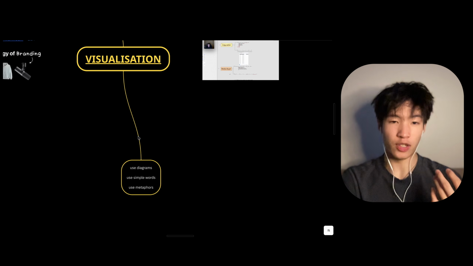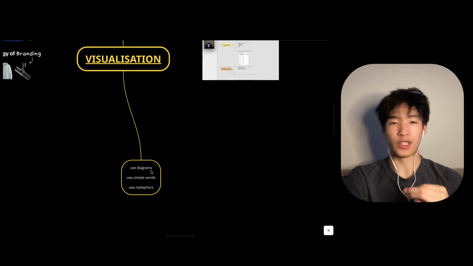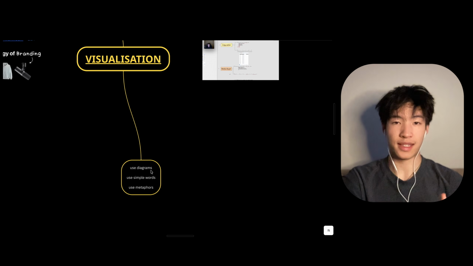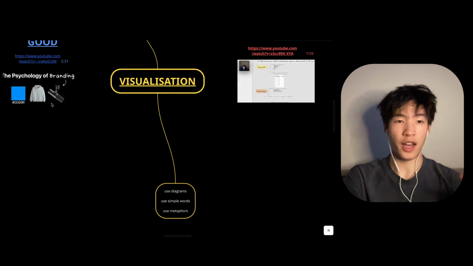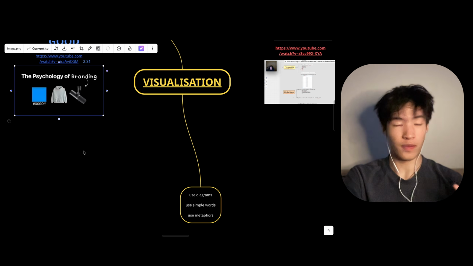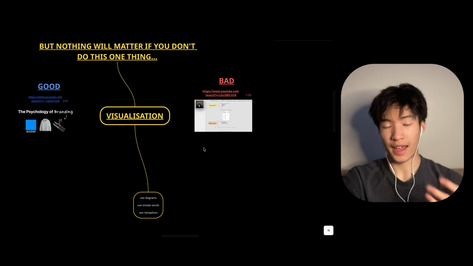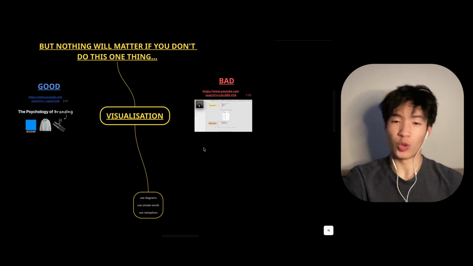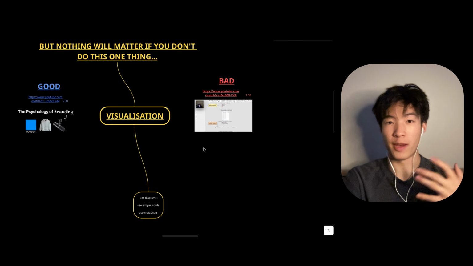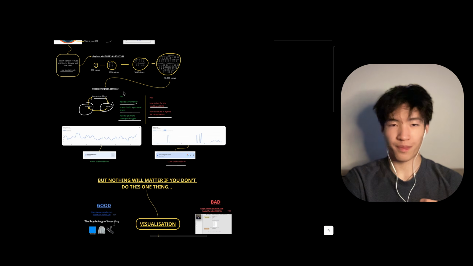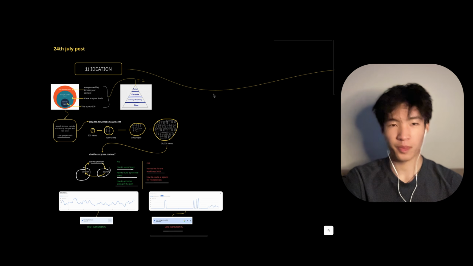So what you can do is use diagrams, use simple words, and use metaphors to convey the ideas that you're having. And you see that I'm even conveying this with images like that, images like this, and that allows you to understand the information that I'm trying to tell you better. And you can see that it's the same throughout.